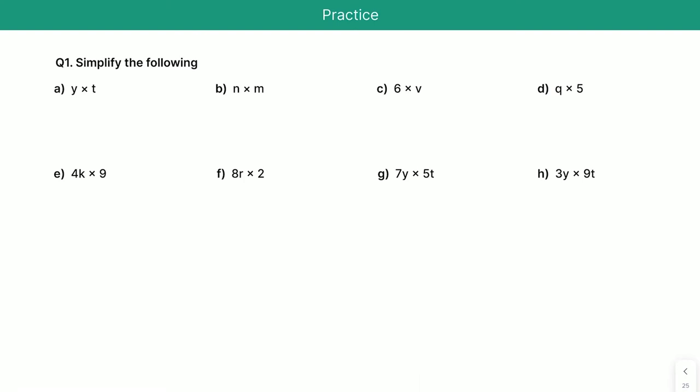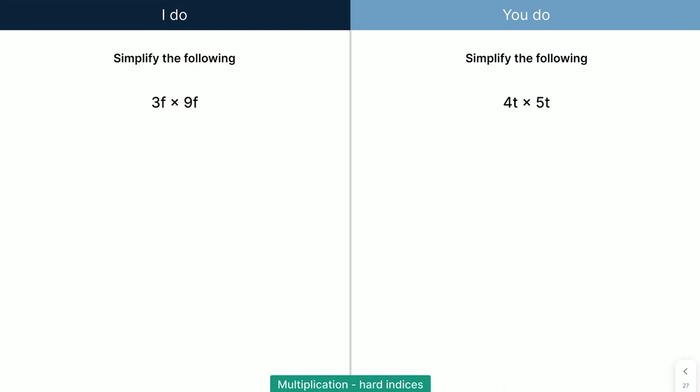And here's some practice questions. Press pause and have a go. Here are the answers. Now, moving on.